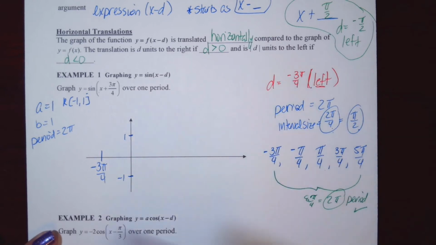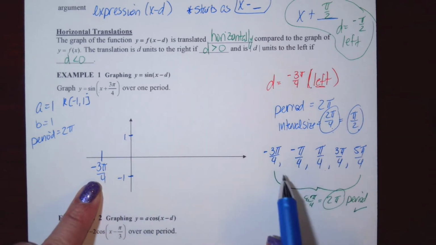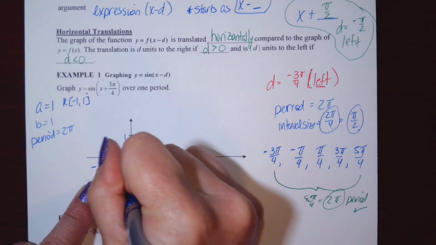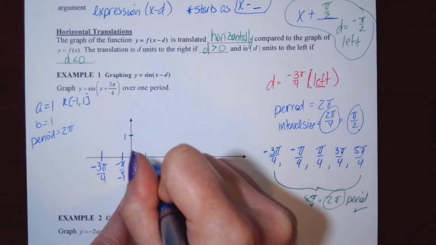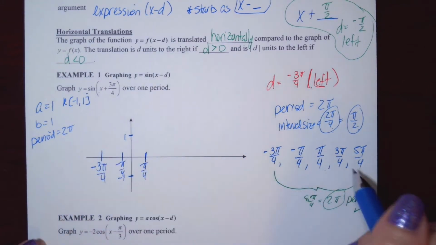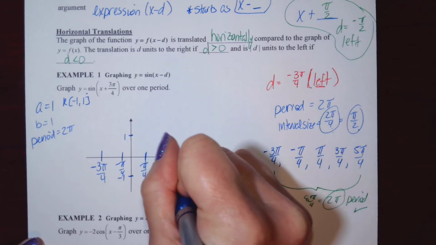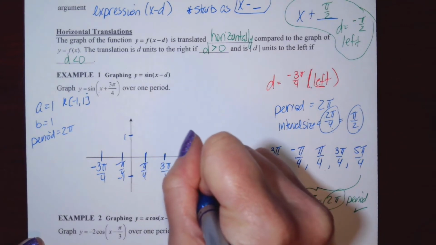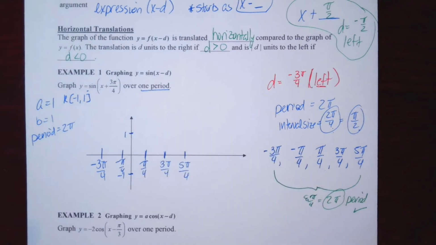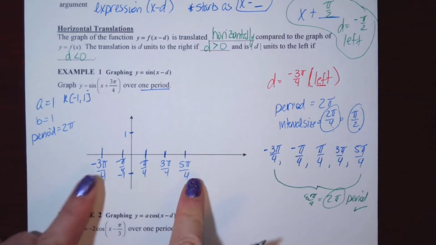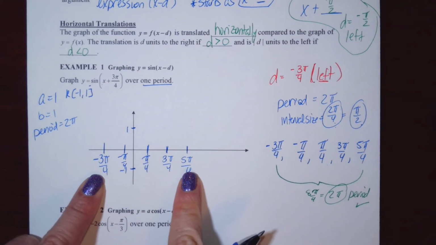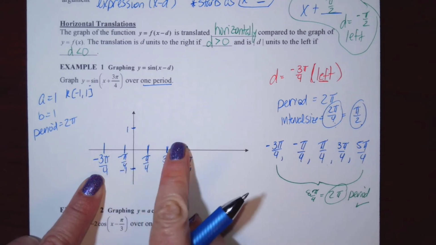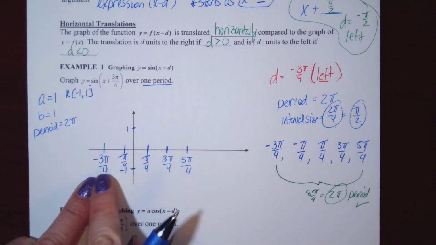So when I mark my x-axis, I've got negative 3 pi fourth, negative pi fourth, positive pi fourth, positive 3 pi fourth, and positive 5 pi fourth. That is one period of my function. 4 equal intervals, 1, 2, 3, 4 equal intervals divided into 5 major points.